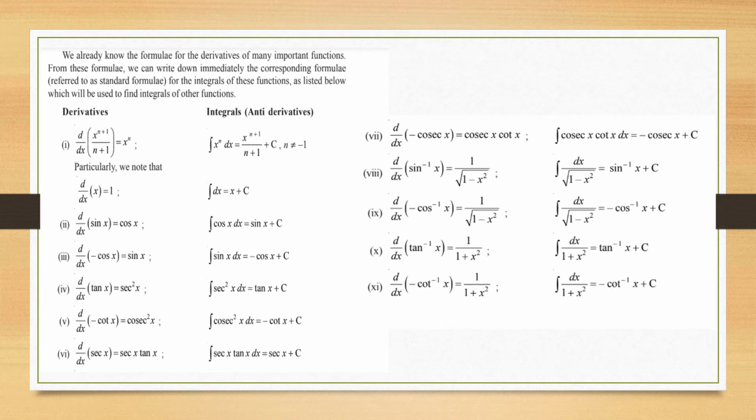Now let us start with a few already known formulae for the derivatives of many important functions. From these formulae we can write down immediately the corresponding formulae for the integrals of these functions. So let us see how derivatives and their integrals or antiderivatives are connected, meaning how they are inverse processes of each other. See, this is the power rule: d/dx of x raised to power n plus 1 upon n plus 1 will be 1 upon n plus 1 into, using the power rule, n plus 1 times x raised to power n. So n plus 1 cancels and I get x^n.